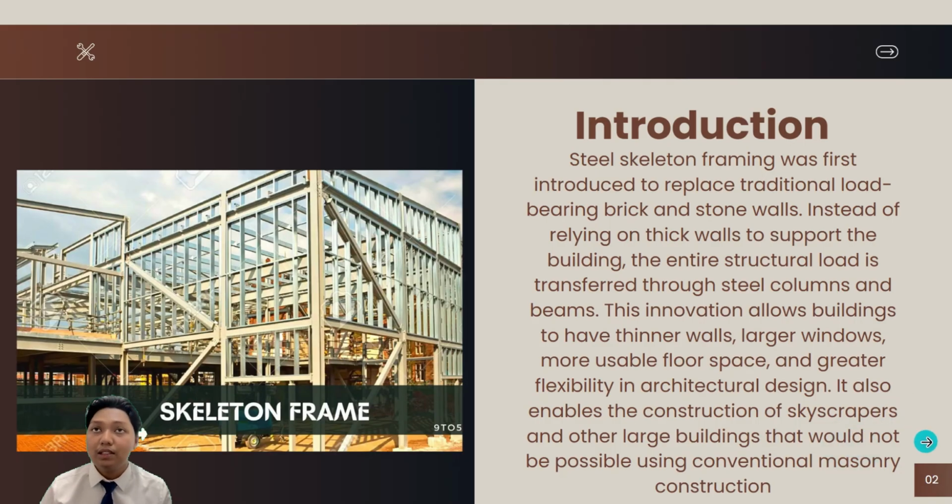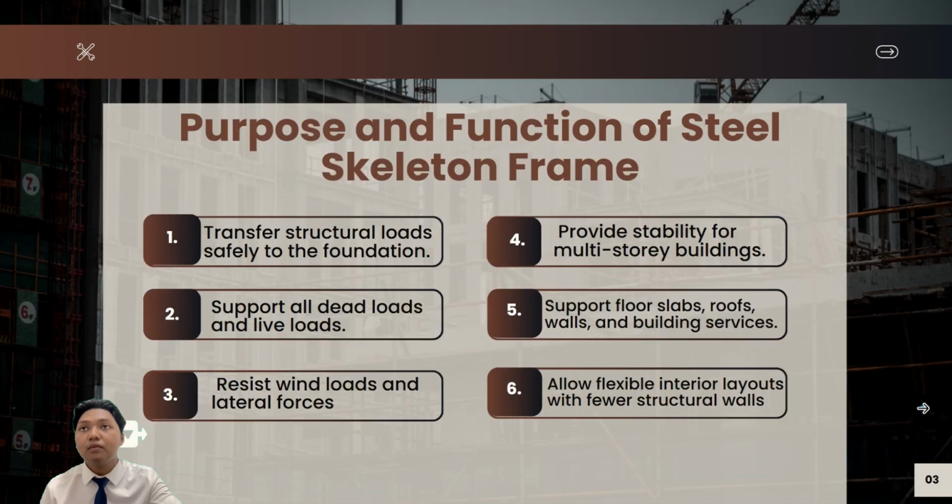For the introduction, the steel skeleton frame was first introduced to replace traditional load-bearing brick and stone walls. Instead of relying on a thick wall to support the building, the entire structural load is transferred through steel columns and beams. This innovation allows buildings to have thin walls, large windows, more usable floor space, and greater flexibility in architectural design. It also enables the construction of skyscrapers and other large buildings that would not be possible using conventional masonry construction.